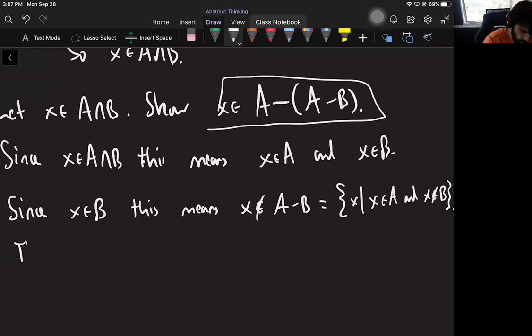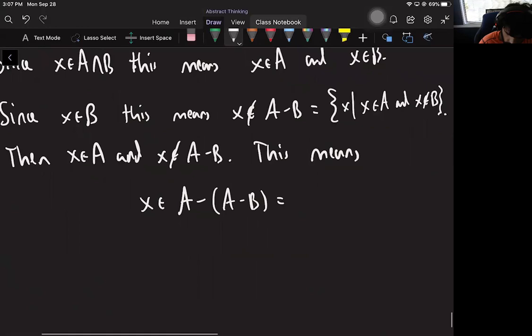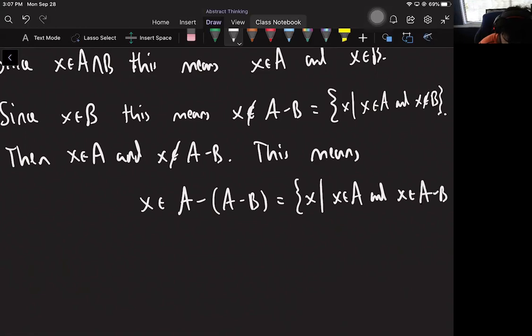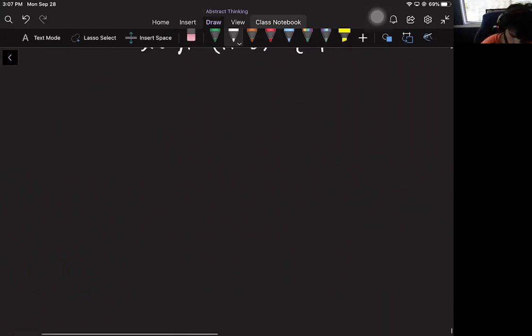So then we know that X is in A and X is not in A minus B, but that's exactly what it means for X to be in where we want it to be, because that set is just exactly that. It's the stuff that's in A and not in the second thing, which is A minus B in this case. Okay, so that's the proof. I didn't really like it, so let me just do it a different way now too.